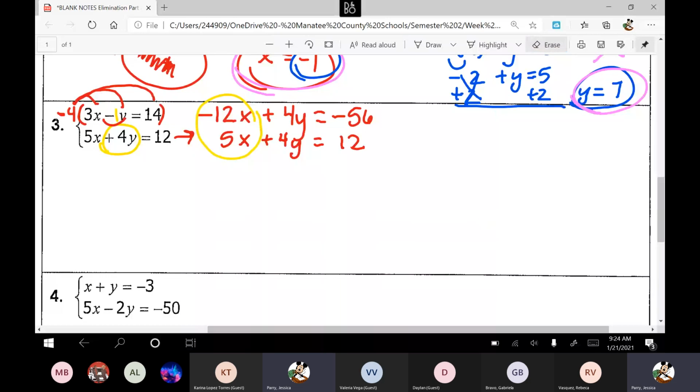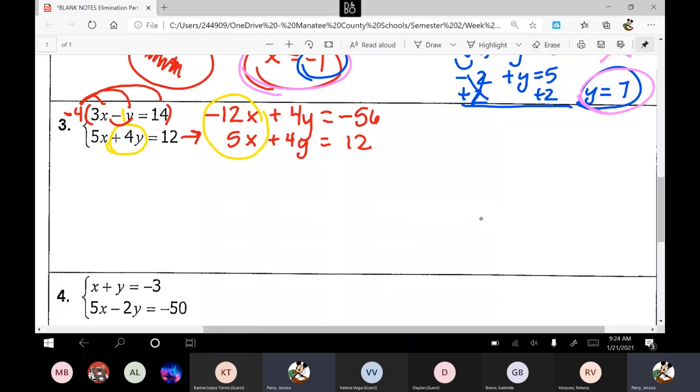They are not opposites. So let's look at our y values. Our y values here, are those opposites? Positive 4y and positive 4y. Remember, opposites need to have different signs and the same number. And again, these are also not opposites.